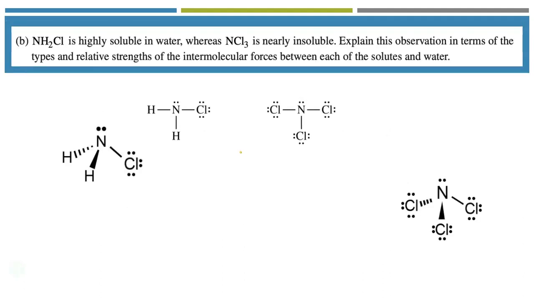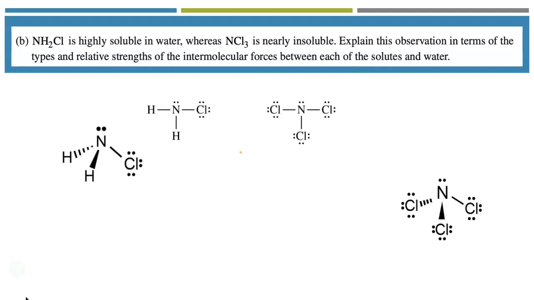Part B continues, NH2Cl is highly soluble in water, whereas NCl3 is nearly insoluble. Explain this observation in terms of the types and relative strengths of the intermolecular forces between each of the solutes and water. In order to answer this question, we need to decide whether the molecules are polar or not. And when we do that, we really do need to consider the geometries. The molecules are not T-shaped, as you might infer from the Lewis structures. They're really a trigonal pyramidal geometry.